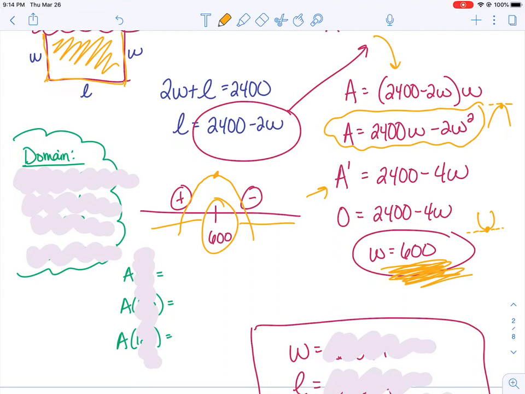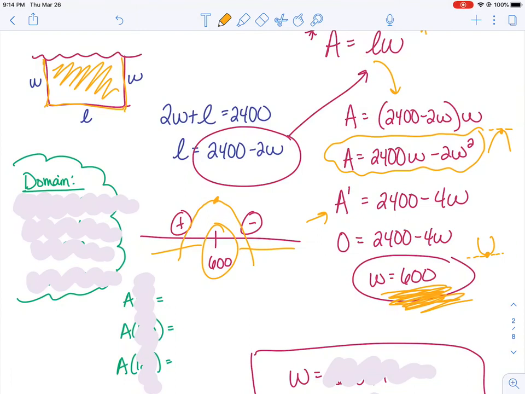And so what's the lowest the width could ever possibly be? Well, to me, the lowest it could ever be is 0, right? Now, if the width is 0, then I would have no area for my, whatever this is, field. But that is technically the lowest it could go.